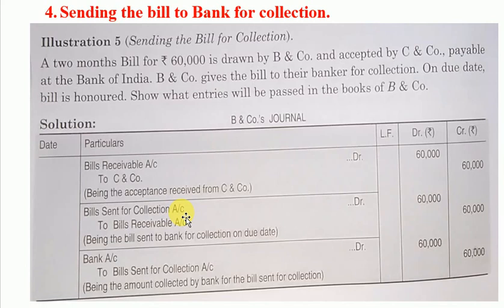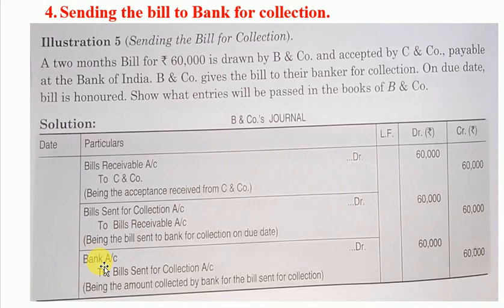Now comes the due date or date of maturity. On date of maturity, the drawee C and Company will make the payment and the payment will go in the bank account of drawer B and Company because the bill is with bank for collection. The entry goes bank account debit to bills sent for collection account, being the amount collected by bank for bills sent for collection 60,000, 60,000. Children, you should remember that in this case, this will always be bank account debited, not cash account, since the money will be credited to the current account of drawer B and Company.